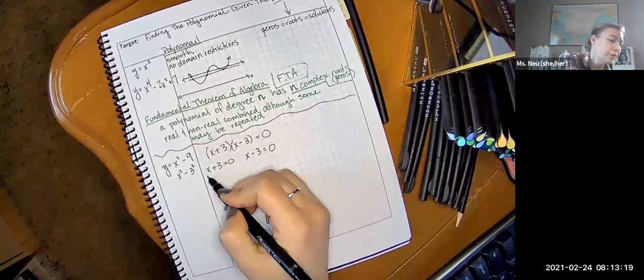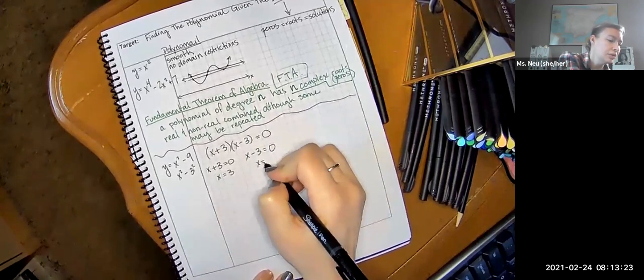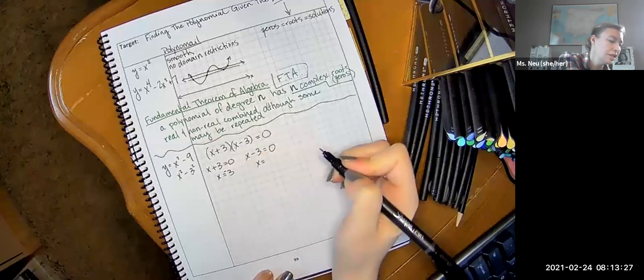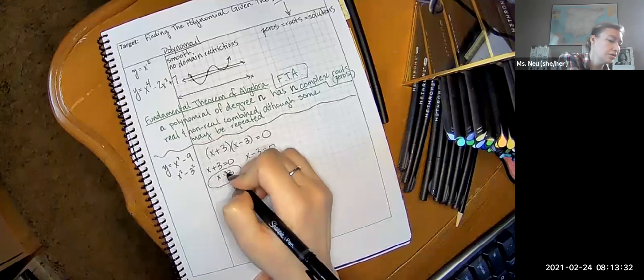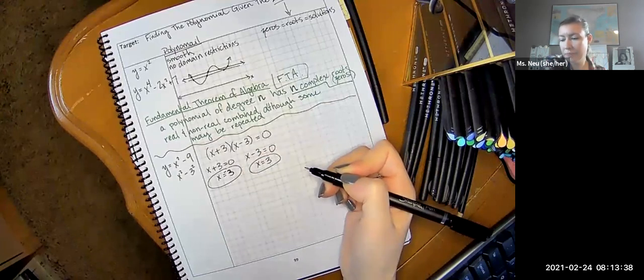So then I'm going to solve for x, and x equals 3 in this case, and x equals negative 3 in this case, and x equals positive 3 in this case. And those are the answers. It's going to cross the x-axis at negative 3 and positive 3. And we looked at a picture of that.